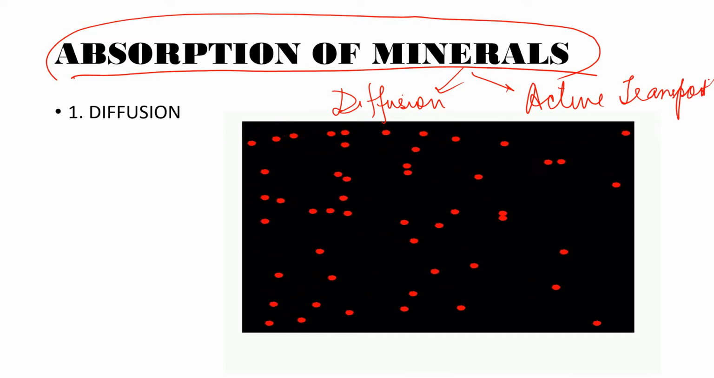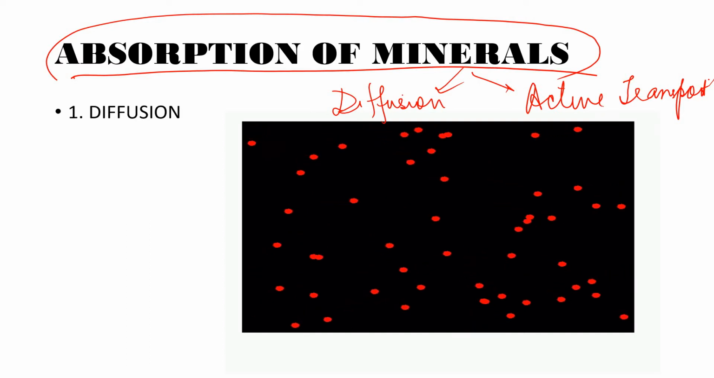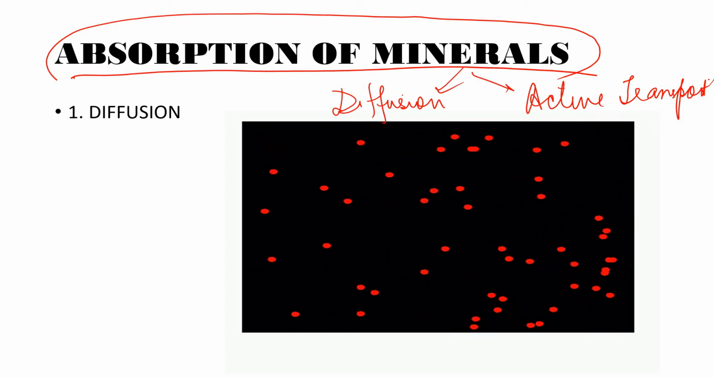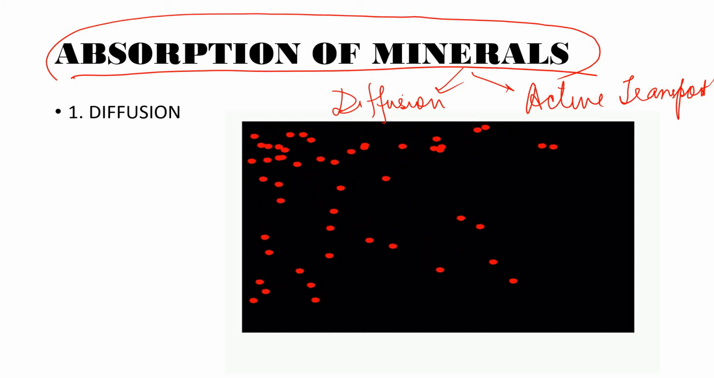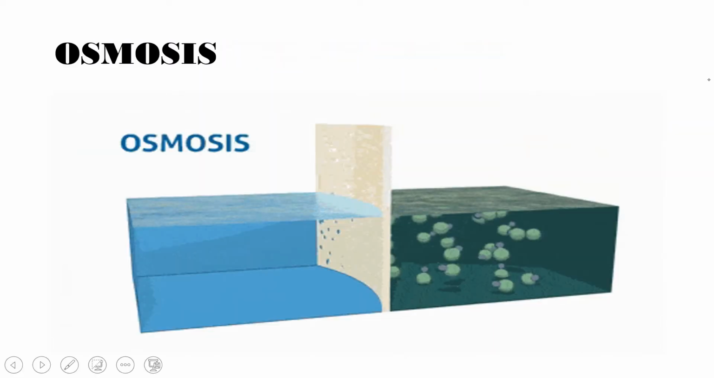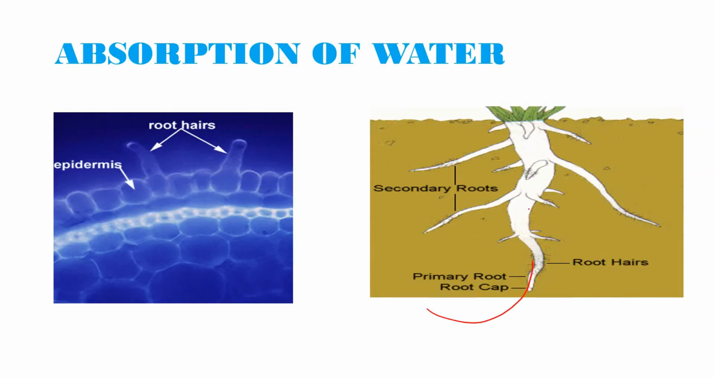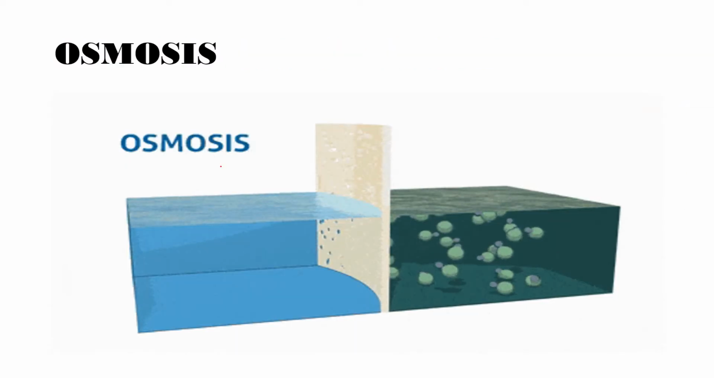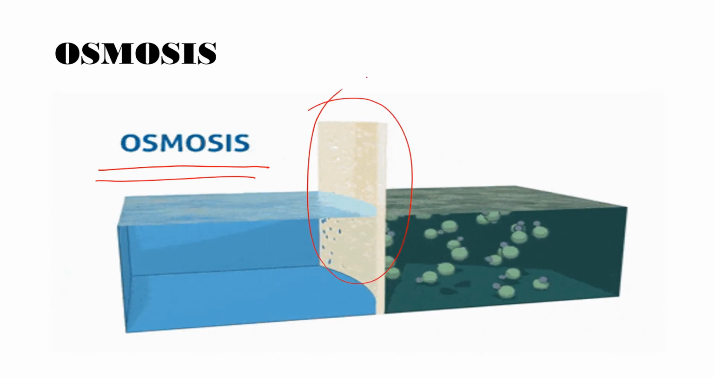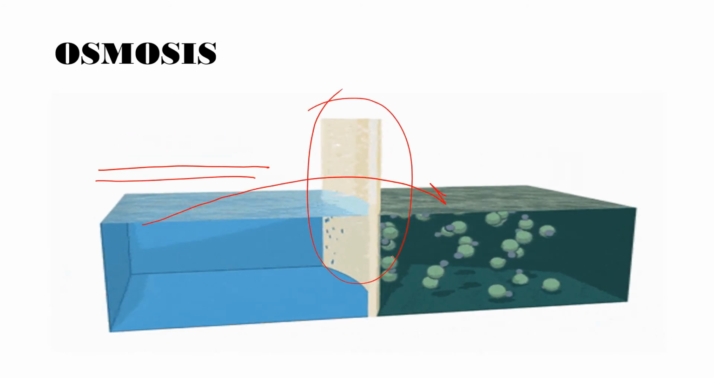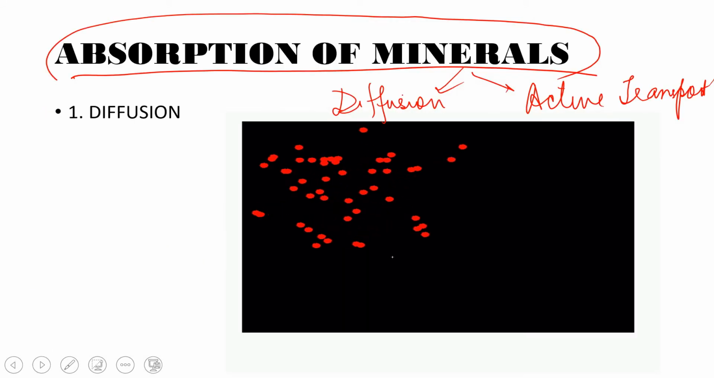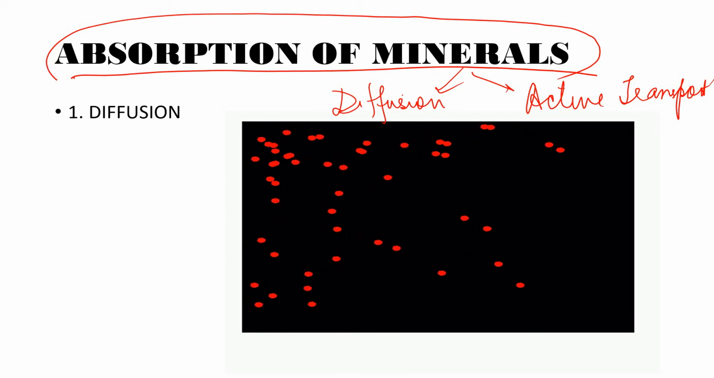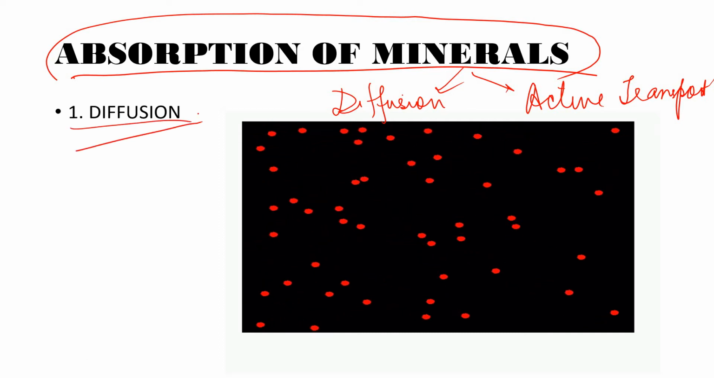Now, do you remember I had told you about absorption of water? So water is absorbed by the process of osmosis. Shall I go back again to the slides? Let's see once again. Yes, this one. Water is getting absorbed by the roots by the process of osmosis. That is, one semi-permeable membrane will be there. Water will move from higher concentration to lower concentration. Now we are talking about the absorption of minerals by the plants. So they do it by the process of diffusion and active transport.